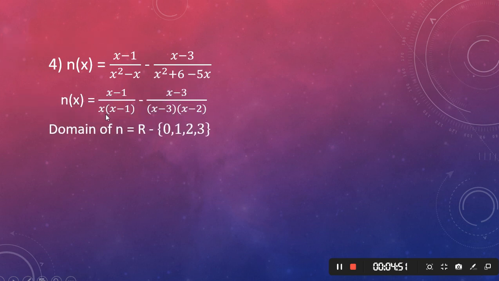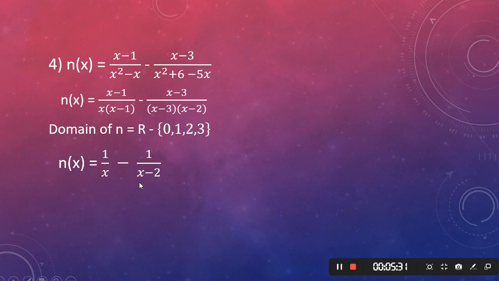The domain, yes, here, write the domain for the two denominators. Here x does not equal 0, 1, 3, and 2. So the domain of n is R minus {0, 1, 2, and 3}. After that, simplify, cancel the common factors up and down. Yes, cancel x minus 1 with x minus 1. So here will be 1, not 0. 1 over x, and 1 over x minus 2.